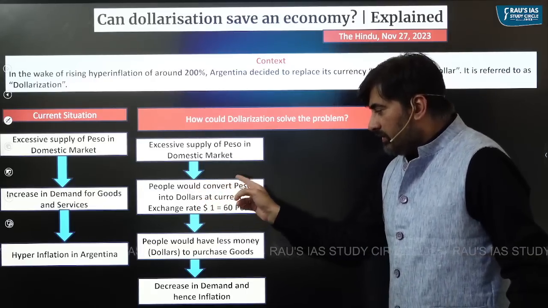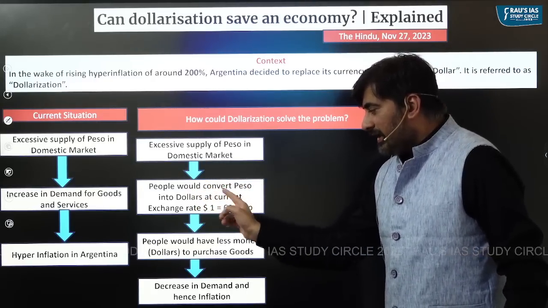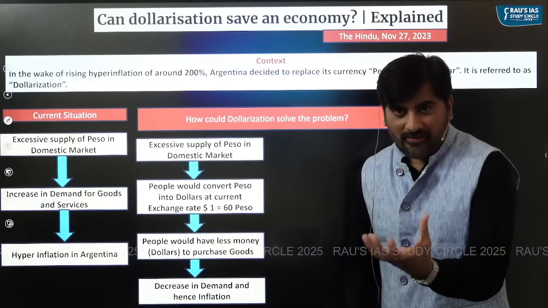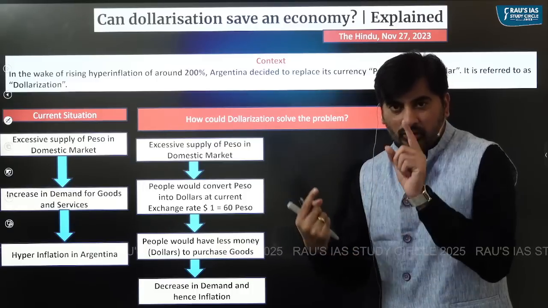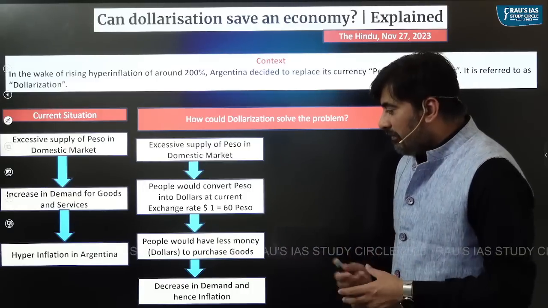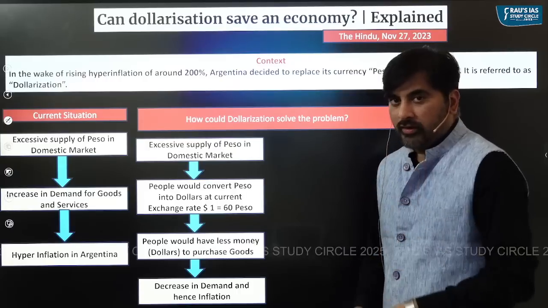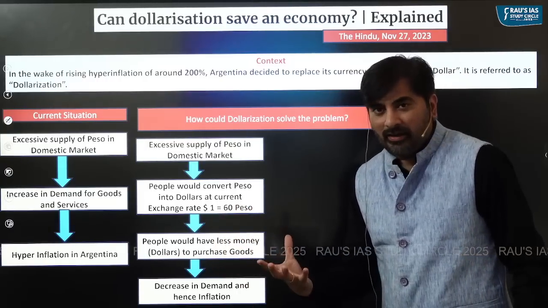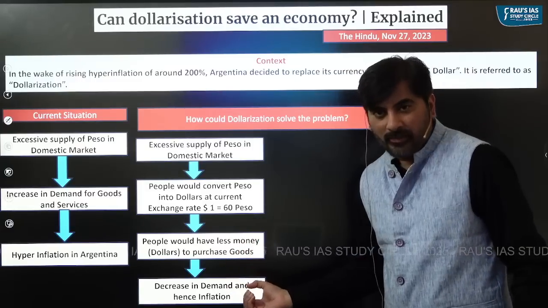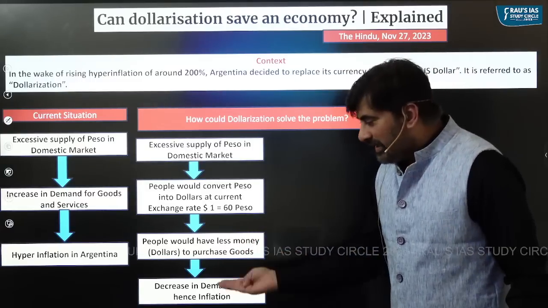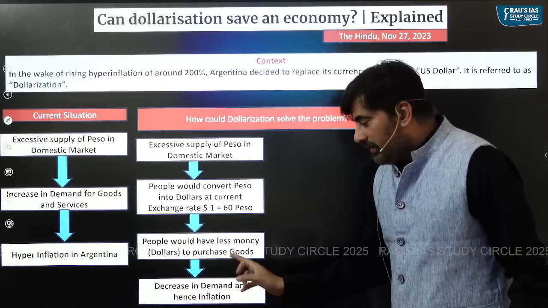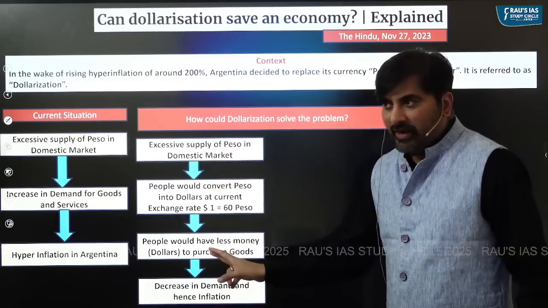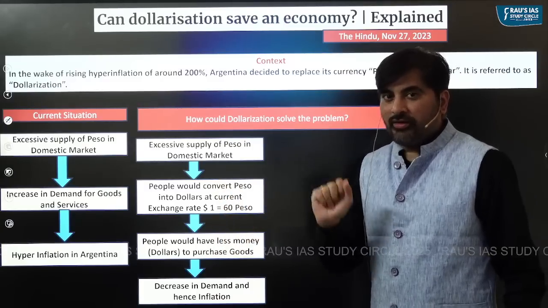People will convert their pesos into dollars at the current exchange rate, that is $1 is equal to 60 pesos. If I have 60 pesos, I'll convert this into $1. If you have 120 pesos, you'll get $2. So upon conversion, can I say that people would have less money, in this case dollars, to purchase goods? If they have fewer dollars to purchase goods, ultimately in the short run, it is going to reduce the demand and hence control inflation. That is how inflation can be controlled in the short run.